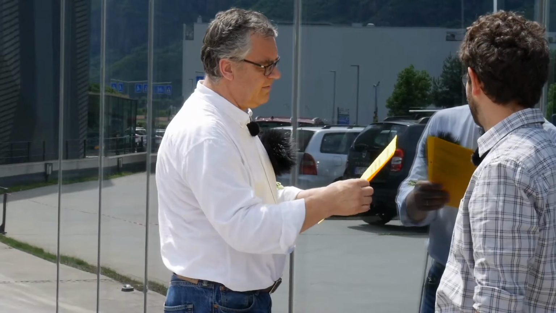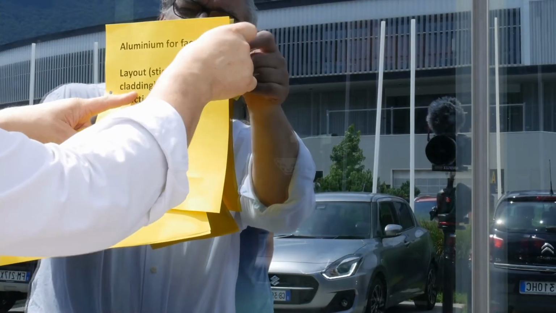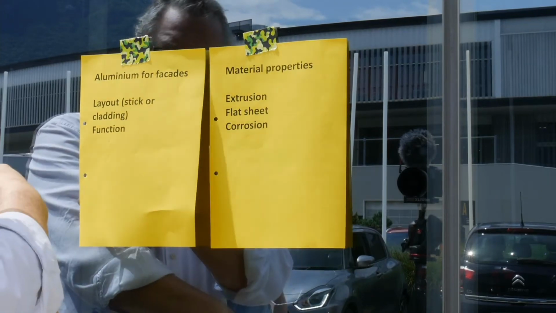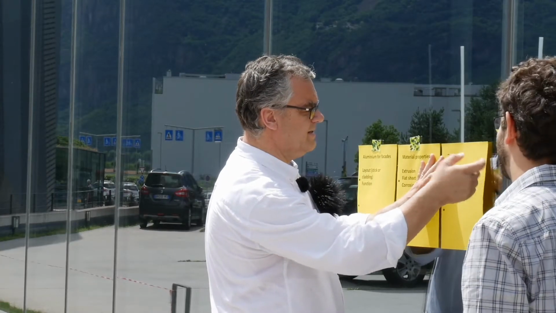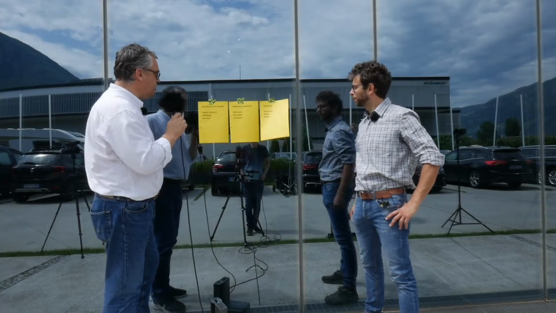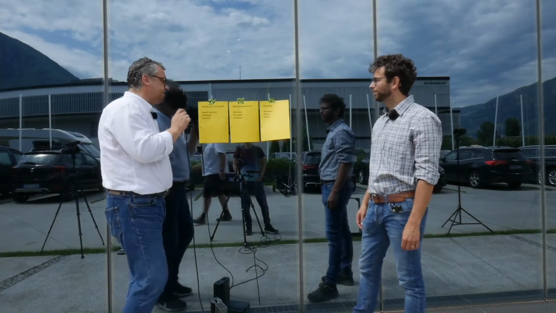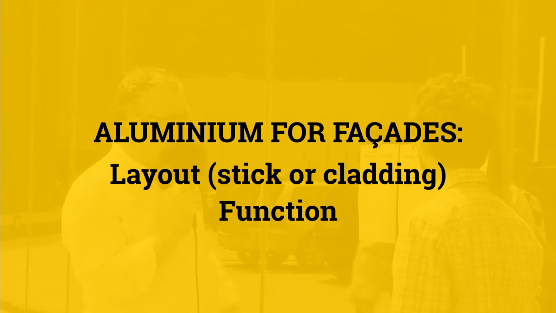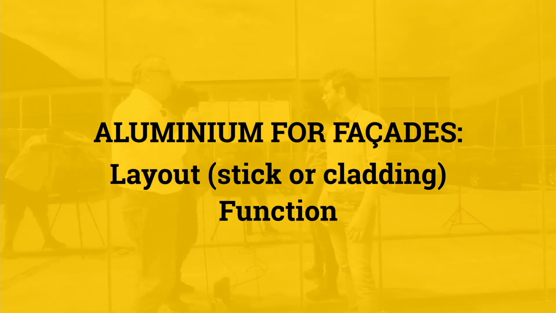The first thing we're going to talk about is aluminium in facades, then the material properties of aluminium. The third aspect is, as usual, the openings, windows, doors, other aspects of that. Let's start with aluminium in facades. Stefano, how does an aluminium system work? Sticks and cladding, that's what we learned. And how does this work qua function?